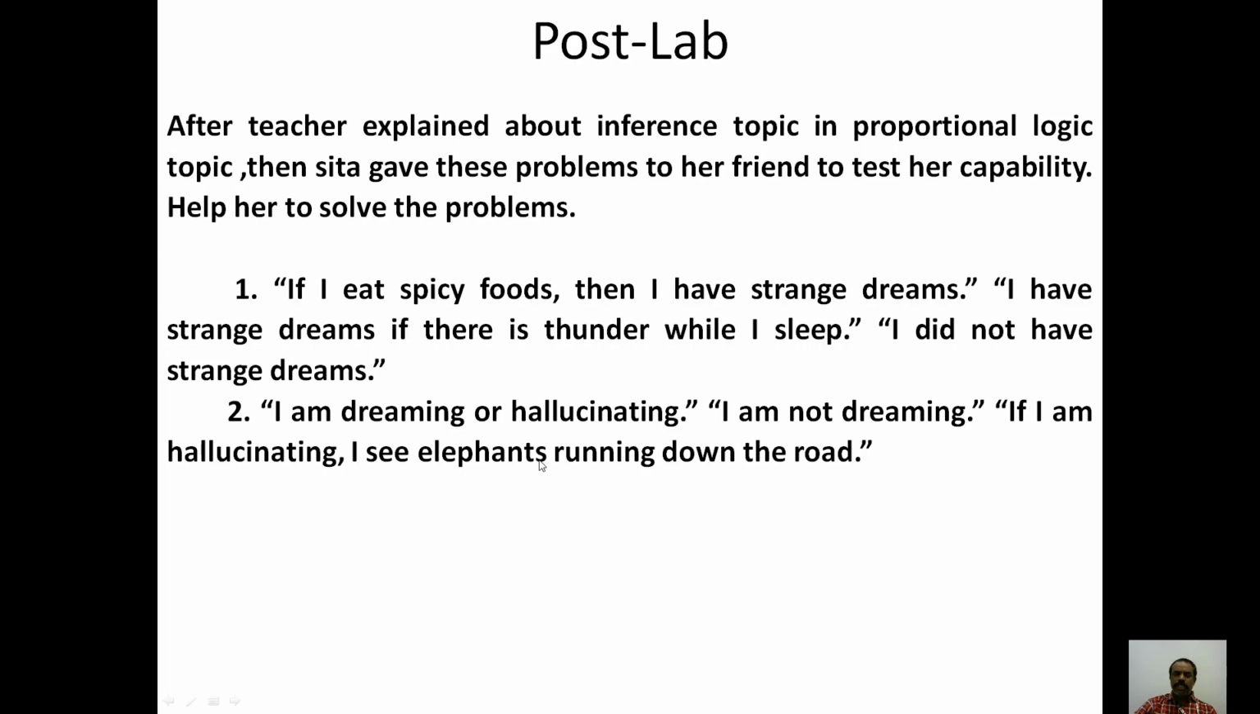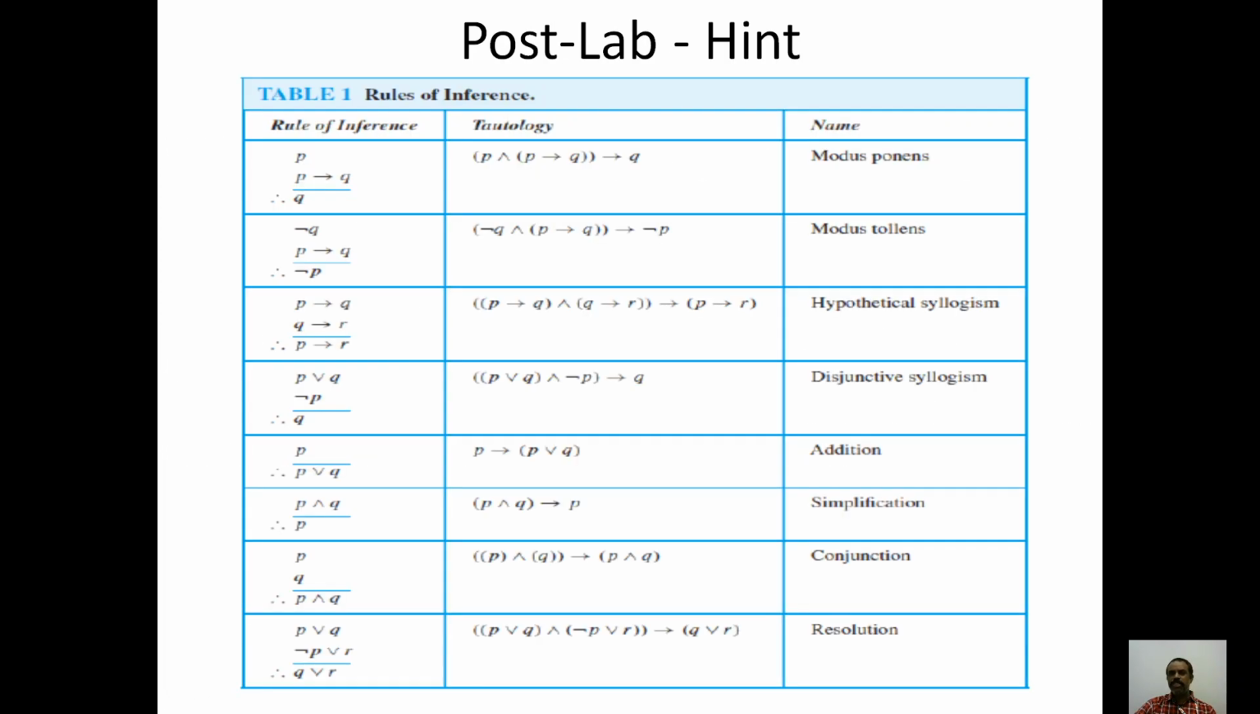And I'll give you a small hint. We need to use these inference rules. See here, there is one table, rules of inference, which consists of modus ponens, modus tollens, hypothetical syllogism, disjunctive syllogism, addition, simplification, conjunction, resolution. We can be applying any of these. So you need to initially identify the premises and then apply the rules of inference and generate.